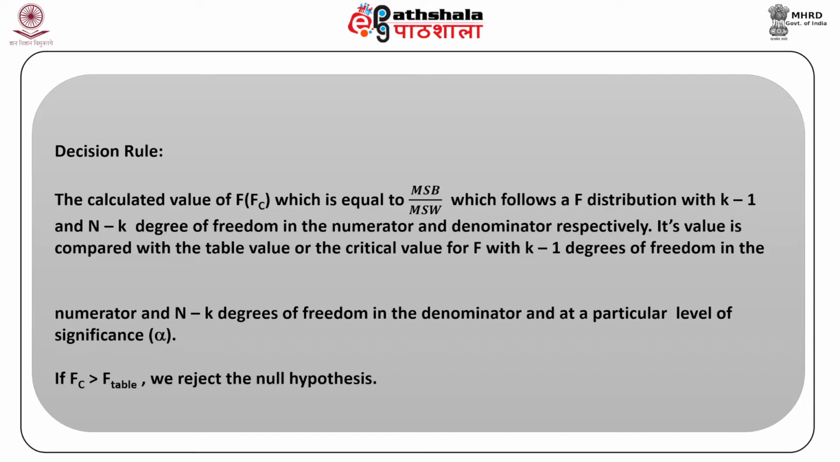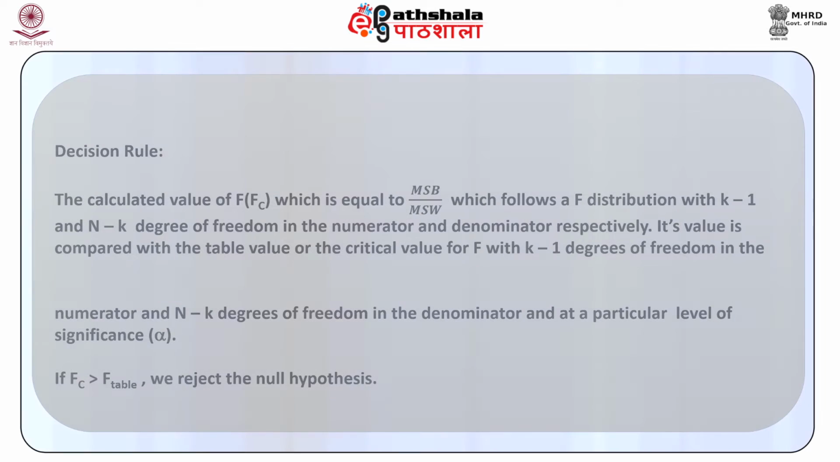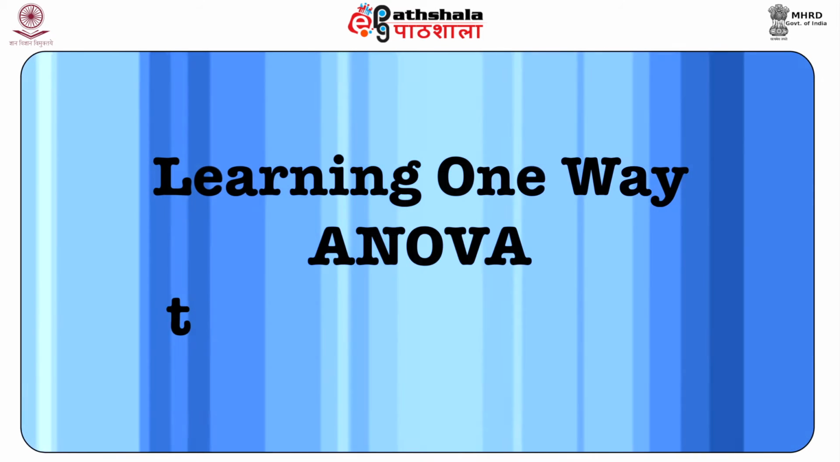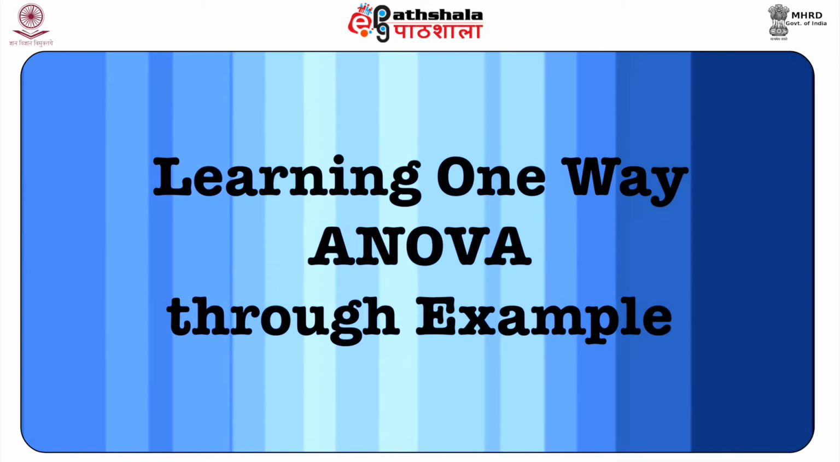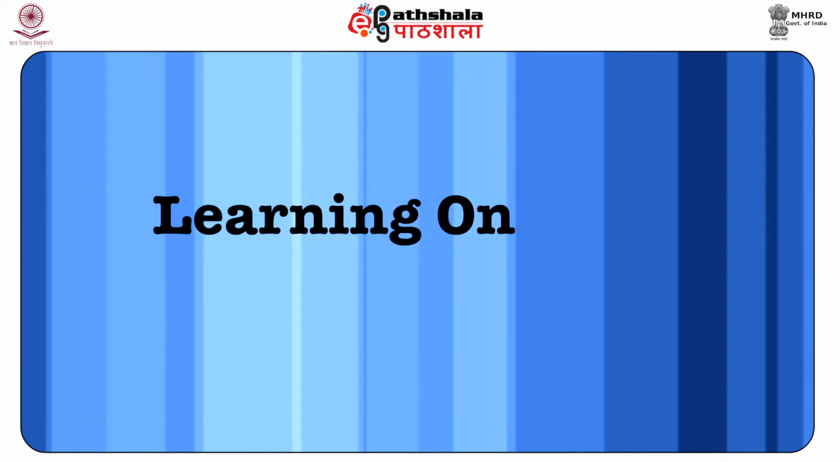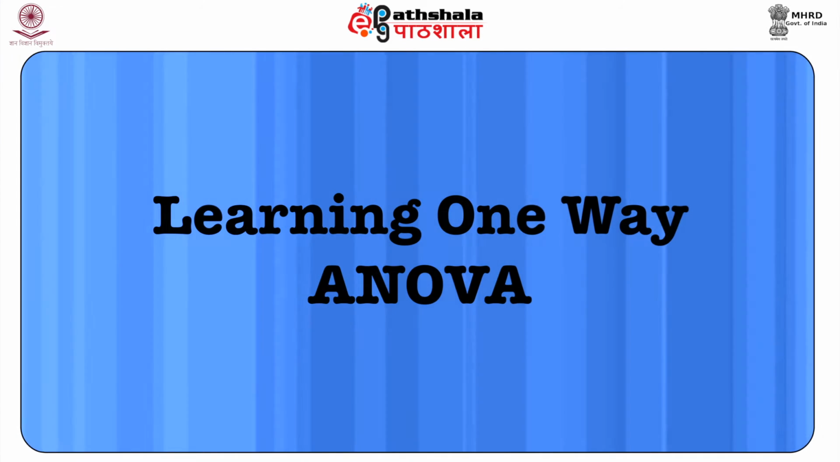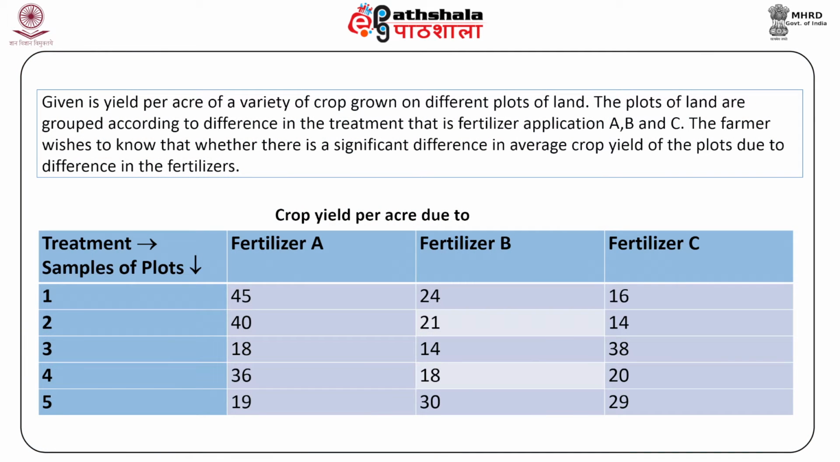So we may say and write that if Fc is greater than F tabulated, we reject the null hypothesis. Fc is the F calculated value and F table means the one which is corresponding to our desired degrees of freedom and alpha. Let's learn one-way ANOVA through an example. So how do we learn this one-way ANOVA? Let's take a question here.